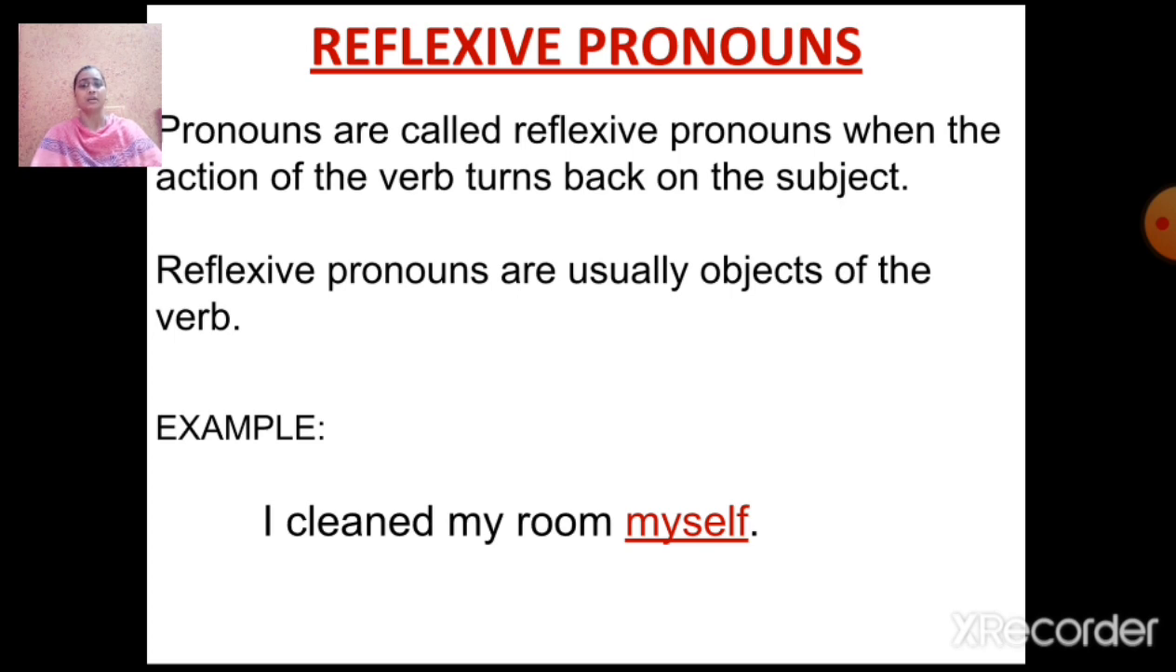Now, there's an action that is passed, right? So students, a reflexive pronoun can never be used as the subject of the sentence. It is always used as the object of a verb.